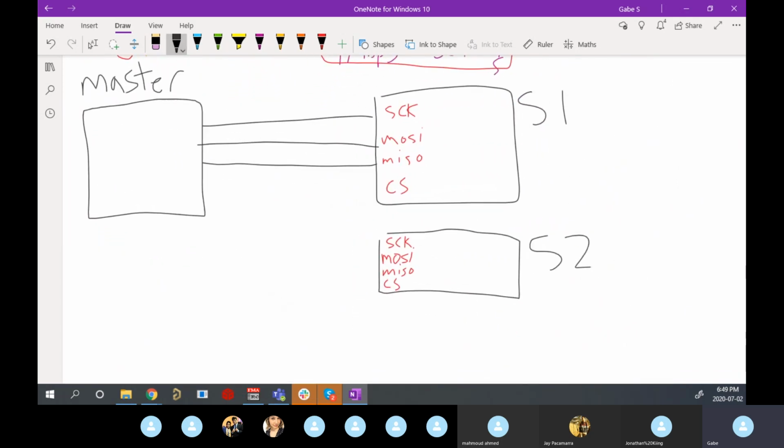So what happens is SCK, serial clock, MOSI, and MISO go to everybody. They all get a copy of that line. So this will go down here. This will go down here. And MISO also comes here. But the chip select is where we separate, right? So just quickly.